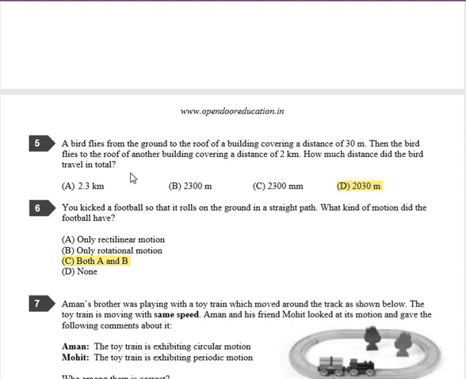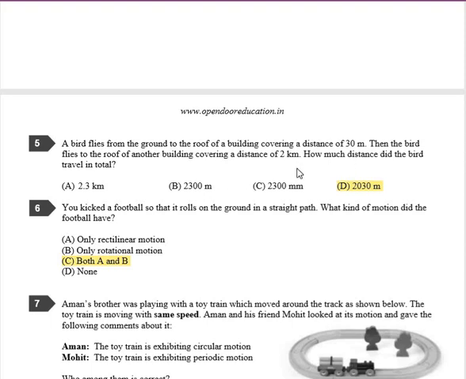So you have to add both distances together. For adding two distances, they must have the same unit. Here we see that one is 30 meters and the other is 2 kilometers, so they must be in the same unit, either kilometers or meters.